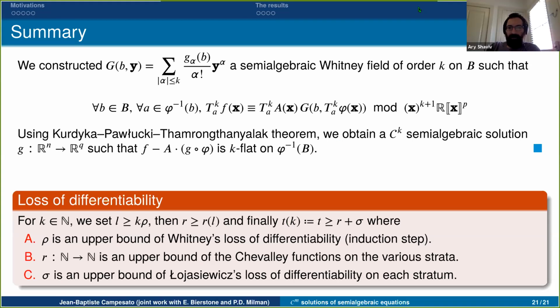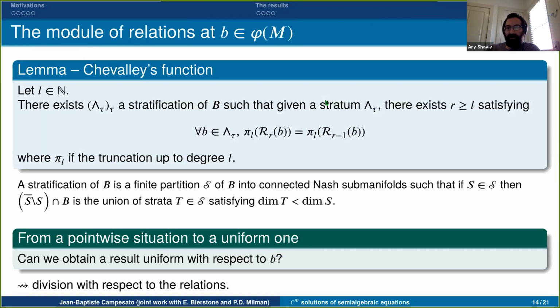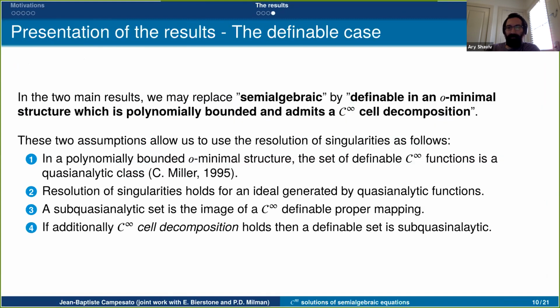I have a question, a side question, but still. In the beginning, you explained that semi-algebraicity will be replaced by polynomially bounded o-minimal structures with a nice cell decomposition. And you explained that the proof doesn't work if, for instance, you put in the exponential and you don't have quasi-analyticity anymore, and you don't have resolution of singularities and so on.